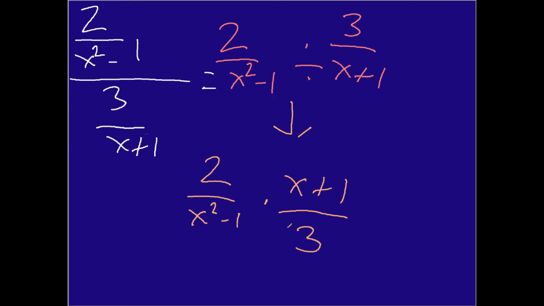Now we're getting close. What we need to do now is factor this x squared minus 1 here. And we're going to do that on the next page. So we were left with 2 over x squared minus 1, multiplied by x plus 1 over 3. Let me check that to make sure.